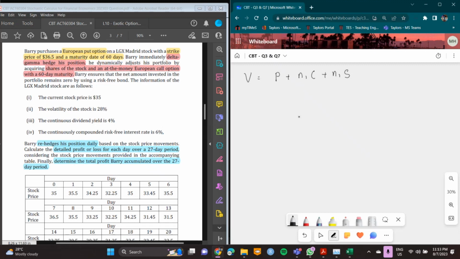Barry wants to rehedge his position daily. So daily means our T minus t initially is 60 over 365, because it must be in the form of years. Then we keep doing it for 60 over 365 minus 1 over 365, until 27 over 365, because we have 27 days and we want to observe the profit or loss for each day over the 27-day period.